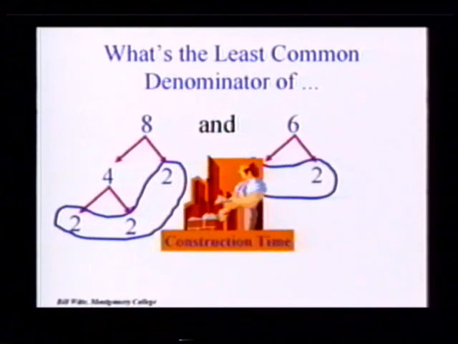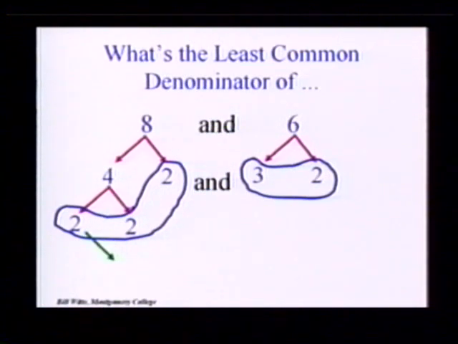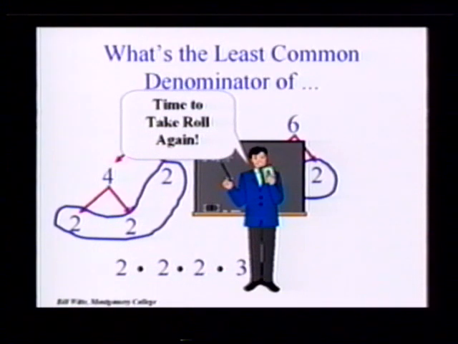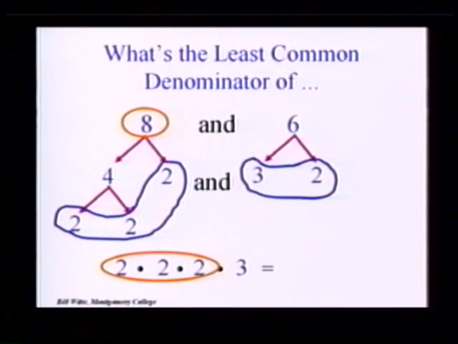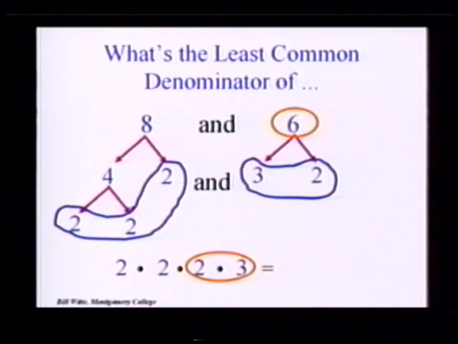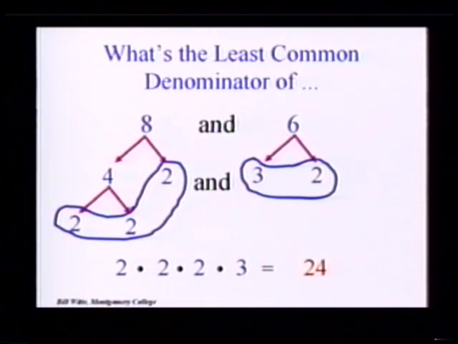Now let's construct this term. Need a 2. Actually, I need 3 2's, don't I? Okay, now, I need a 3. I don't have a 3 yet. And I need another 2, but I already got a 2. So you're good there. So let's multiply these. Well, before we multiply, let's take roll. Is 8 in there? There he is. Is 6 in there? There he is. They can overlap as long as they're in there. Okay? And that multiplies to 24, and that's the smallest number that both 8 and 6 go into. Hence we call it the LCD, or least common denominator.